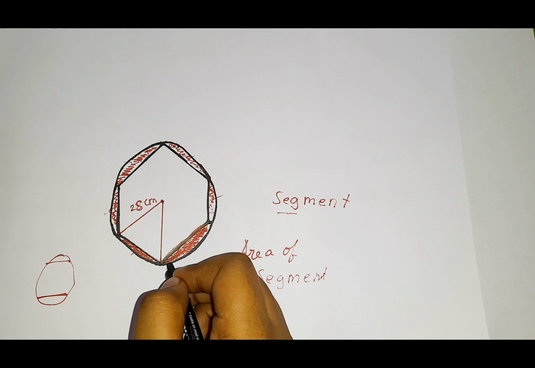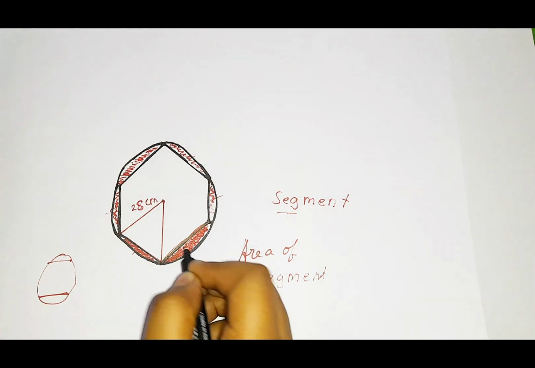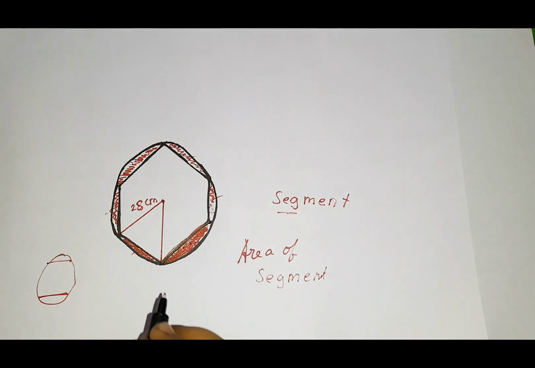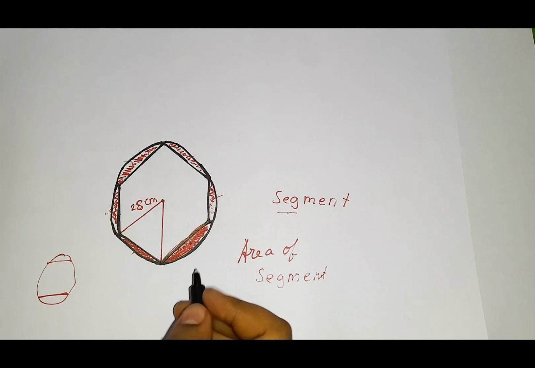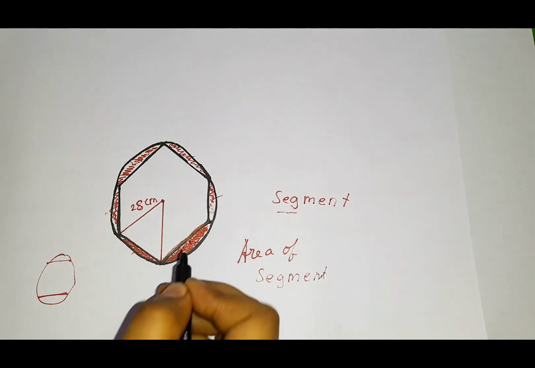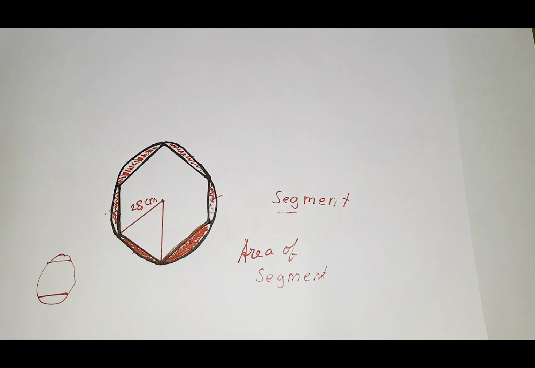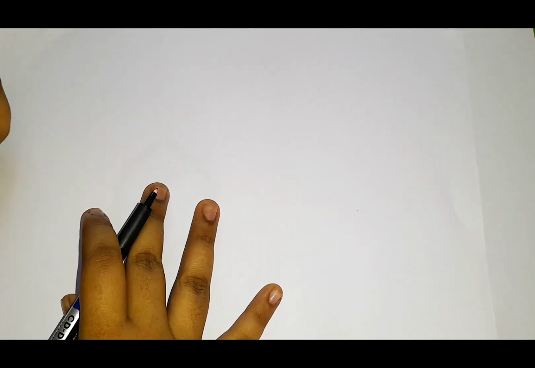So here we found that the design is a segment in this circle. Since it is a segment, if I just find the area of the segment, I'll be able to find the cost as well. How? First let us find the area of the segment, then you will understand.